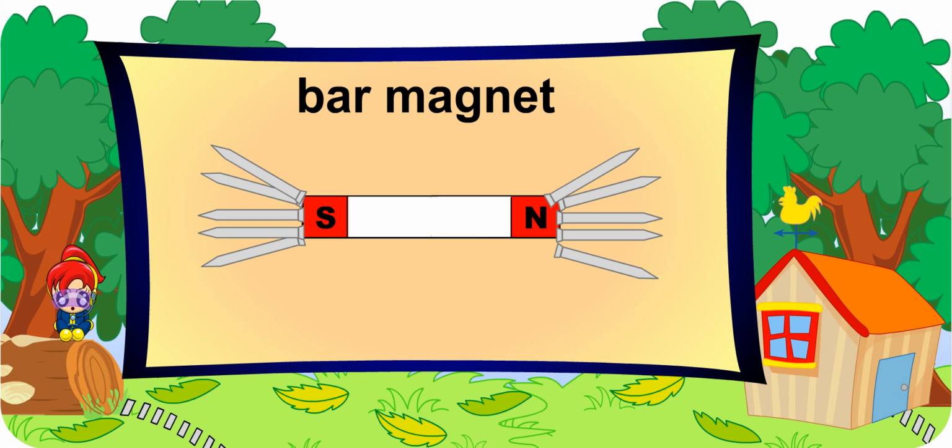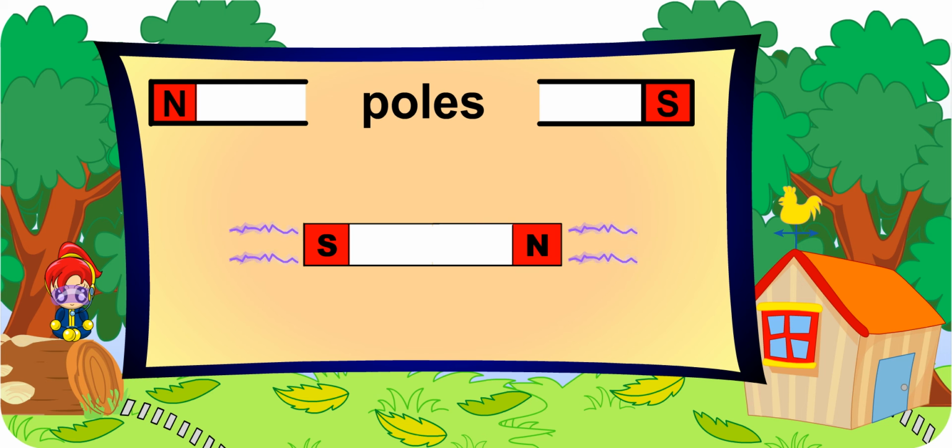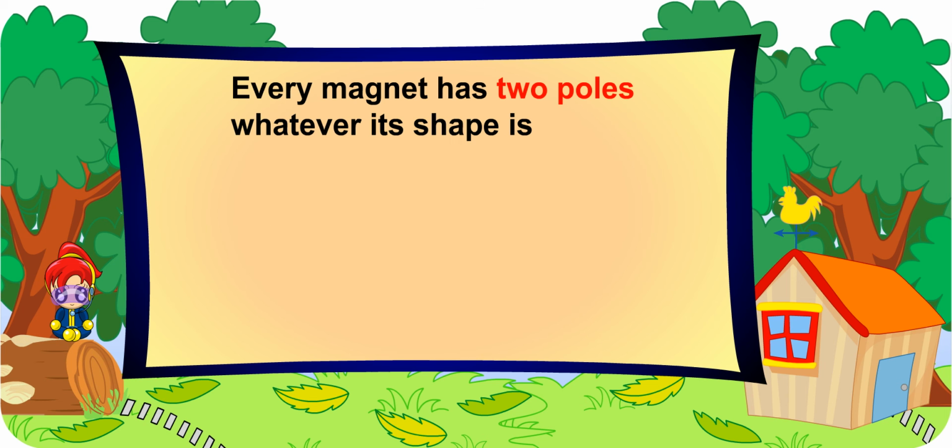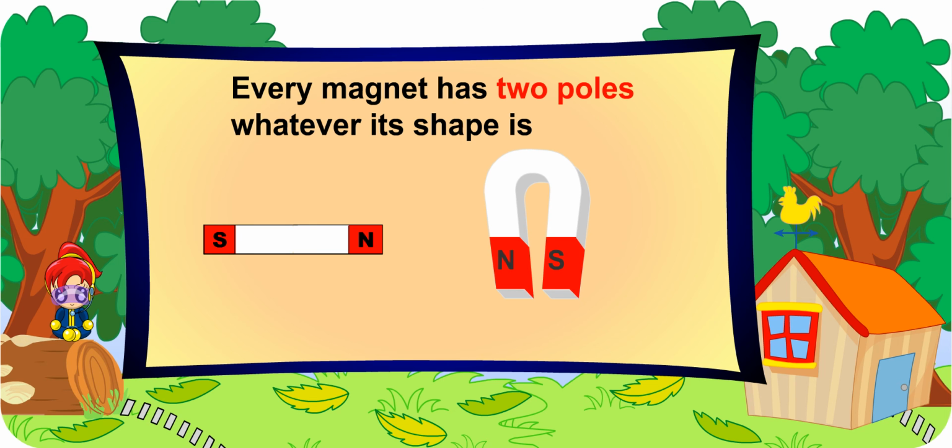Look at this bar magnet. Do you see the nails clinging to both ends of the bar? Yes, why is that so? Well, the ends of the magnets are called poles. The magnet's power is strongest at its two poles. Every magnet has two poles, whatever its shape is.